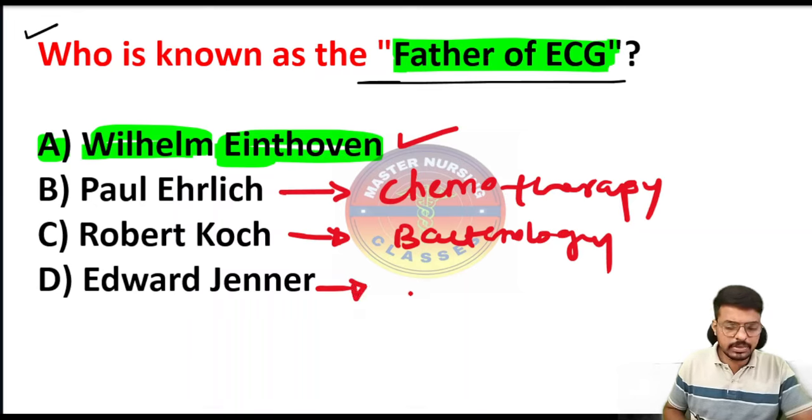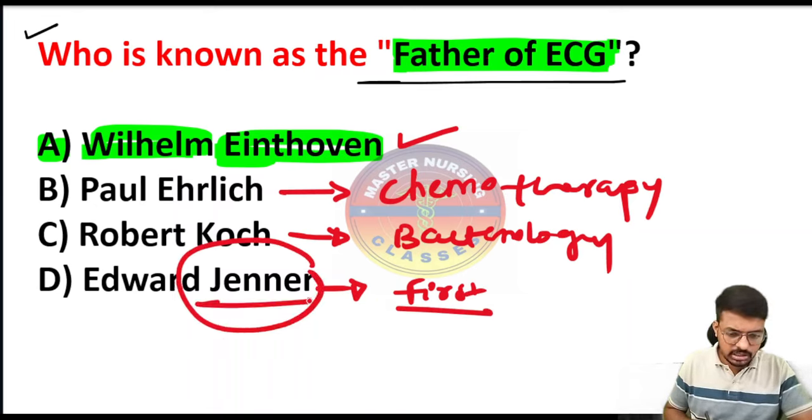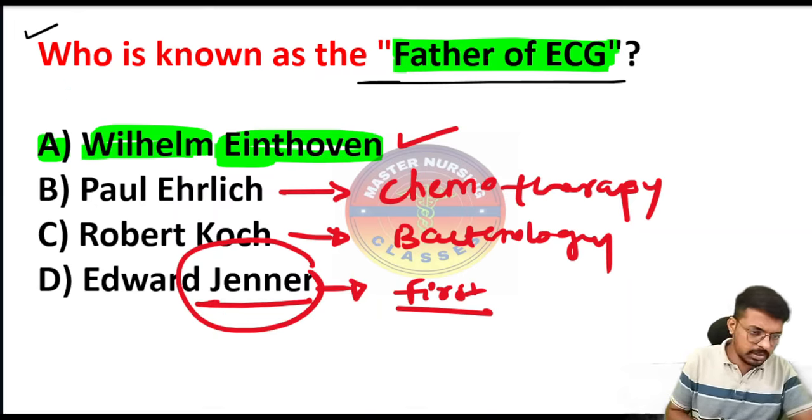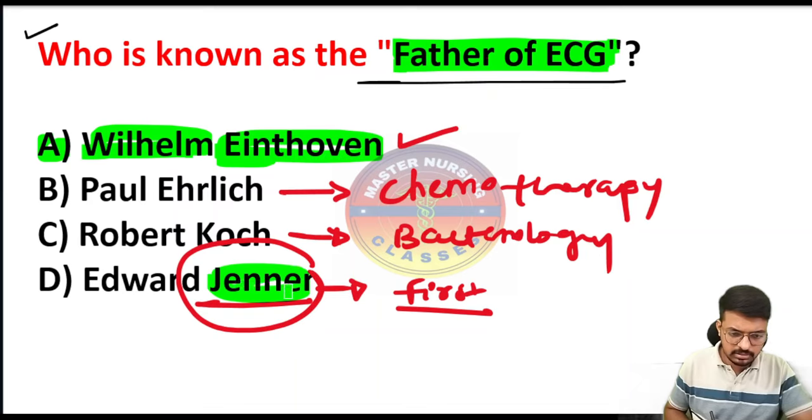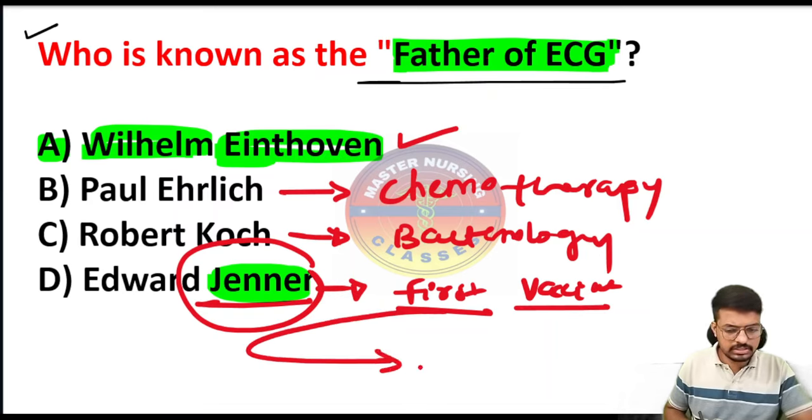Then who discovered the smallpox vaccine, the first vaccine? The first vaccine was discovered by Edward Jenner. Remember, Jenner is the father of the vaccine. Who discovered the first vaccine? The same question, and the answer is Jenner. Jenner is the father of the vaccine, right? It's very important. So which is that first vaccine? The vaccine against smallpox.